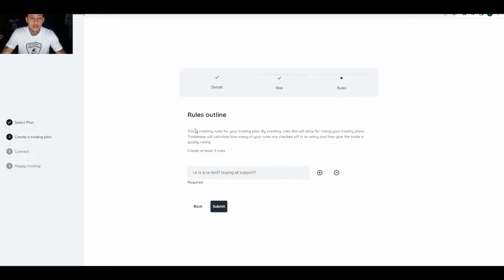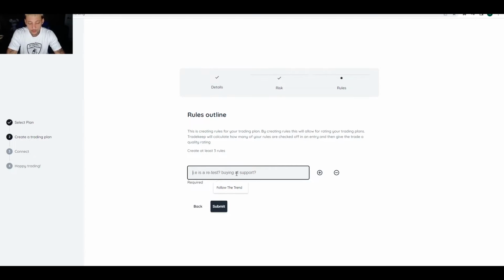Next, right? So now we're going to pretty much outline the rules, so you guys can have a simple description. This is creating rules for your trading plan. By creating rules, this will allow you to follow your trading plan. TradeKeep will calculate how many rules are checked off in an entry, and then give a quality rating. Give at least 3 rules. So as you can see, I was making this video a little bit earlier.